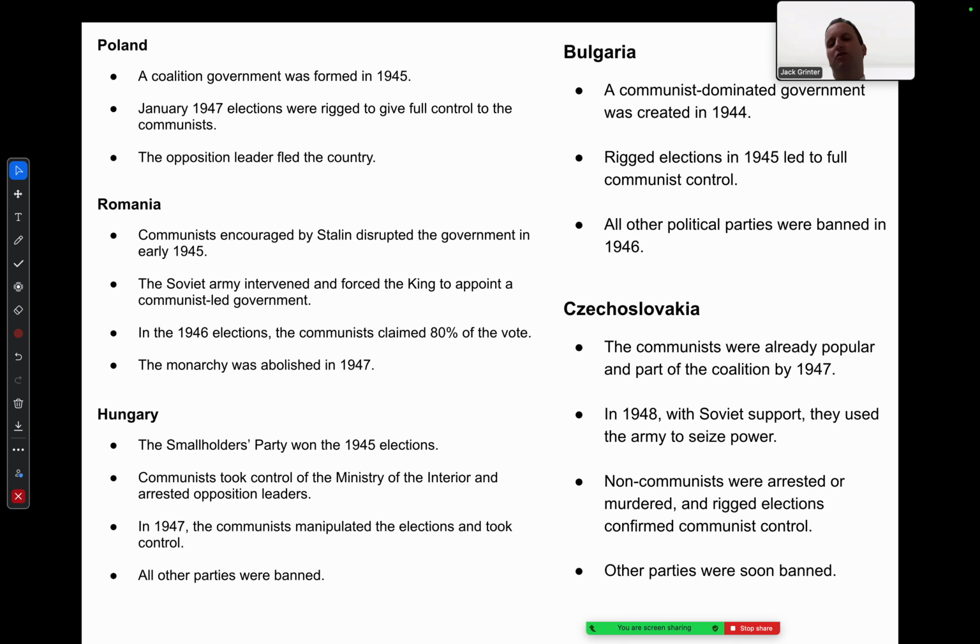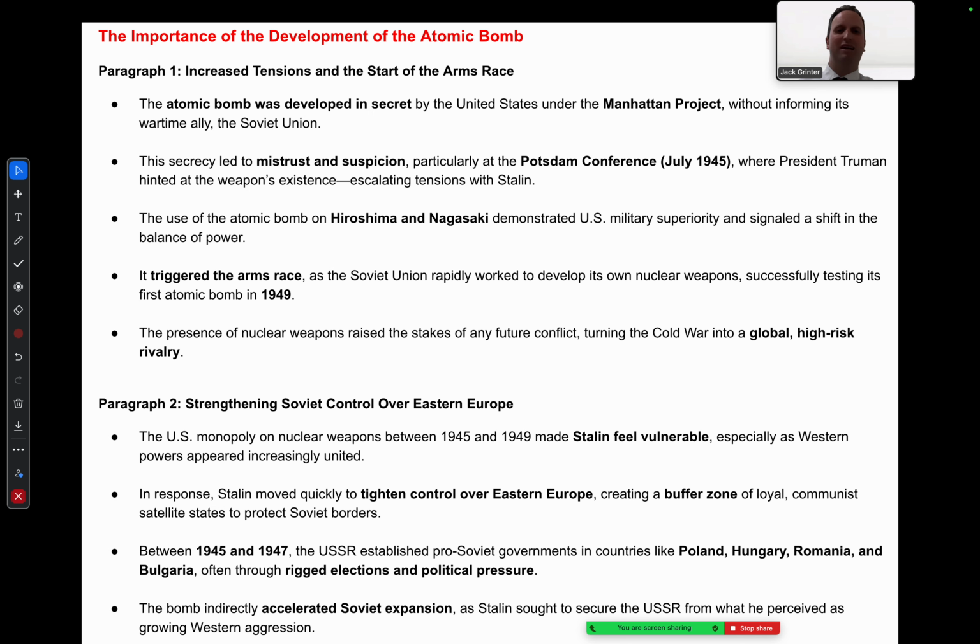If you're aiming for a grade 9, you want to know a couple of examples of what happened in there. I wouldn't say you have to know every single Eastern European country and what happened, but it is good to have a specific country that you know about, how it ended up becoming communist and a one-party state.